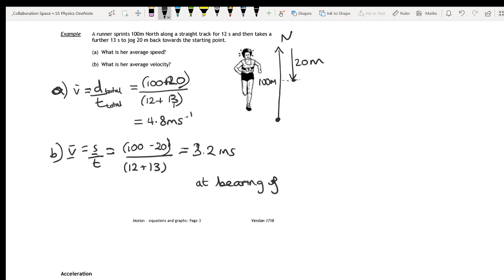metres per second. And again, because it's velocity, really we should be putting a bearing, but the bearing is due north, so you could say due north, or you could say a bearing of 000 if you want. Okay, everyone happy with that? Right, good.